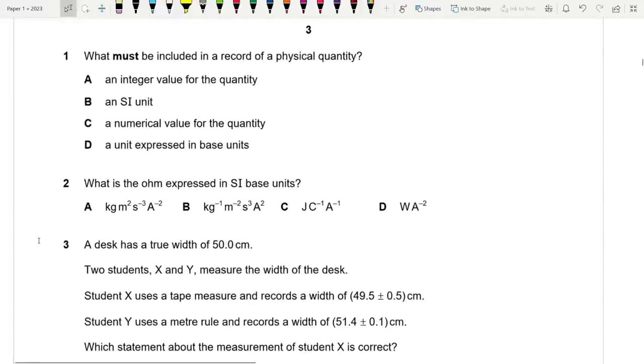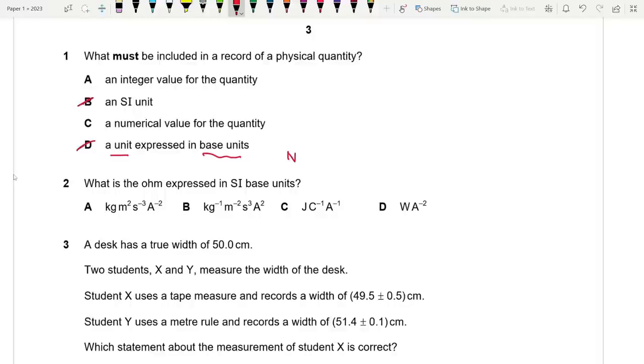What must be included in a record of a physical quantity? So what do we need? We basically need a numerical value. Okay, we need a numerical value along with its unit. But we do not need the base unit. It doesn't have to be the base unit. We need a numerical value. So it does not need unit expressed in base units because we can keep Newton, that's fine.